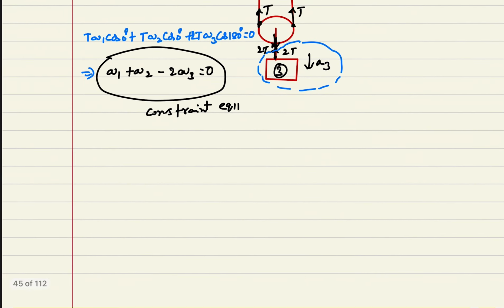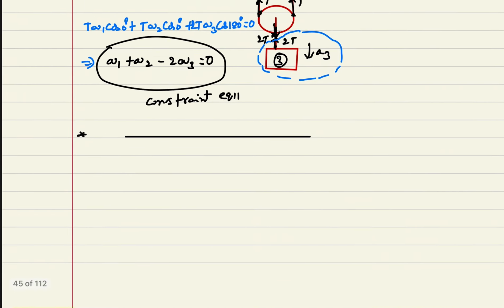Okay. Next, if I take one more example, let us consider there are multiple pulleys like this. Here pulleys are there. It is connected like this. One more pulley also I am taking.